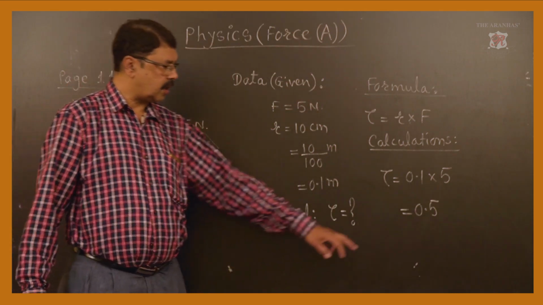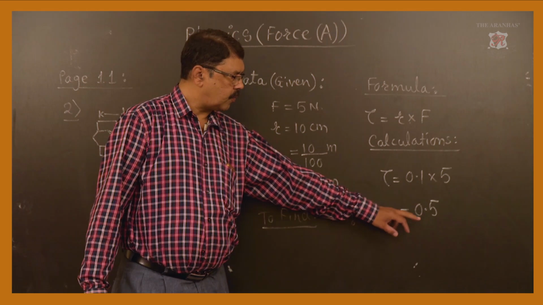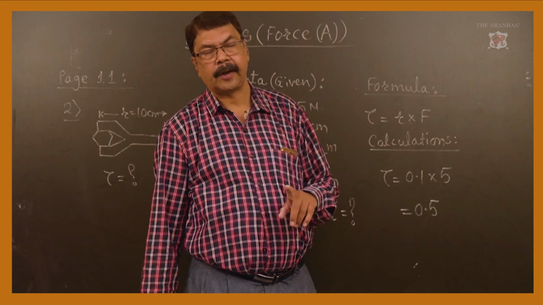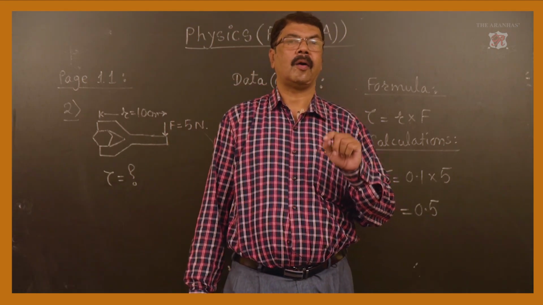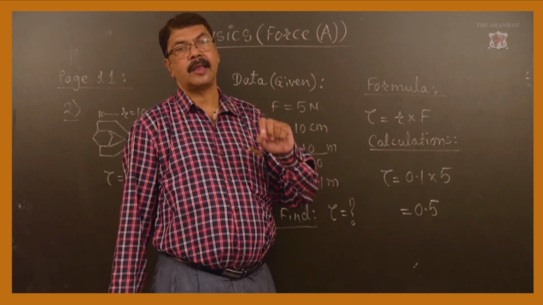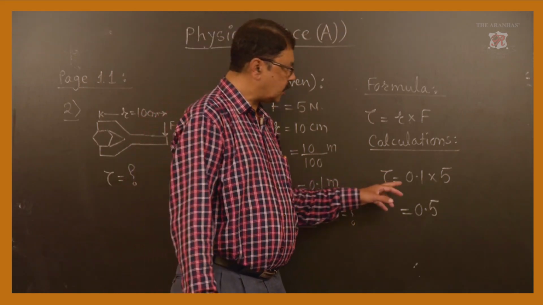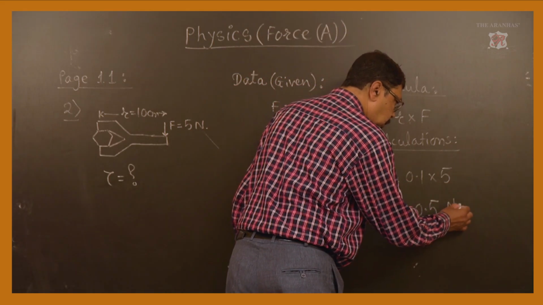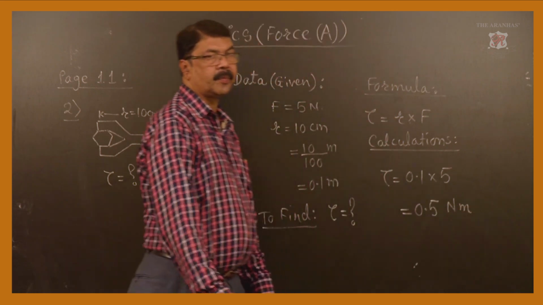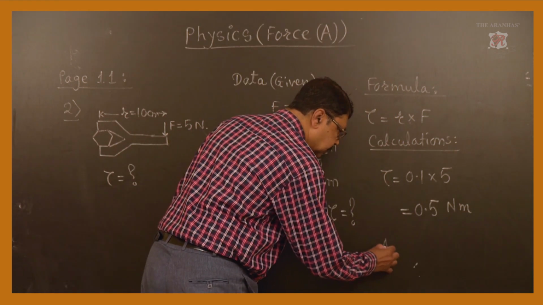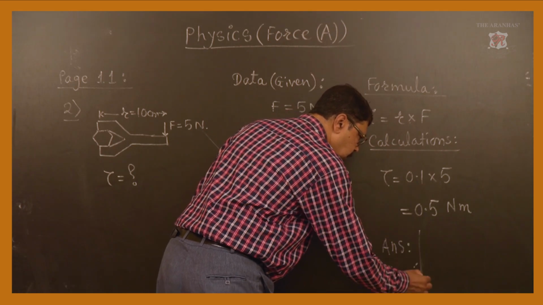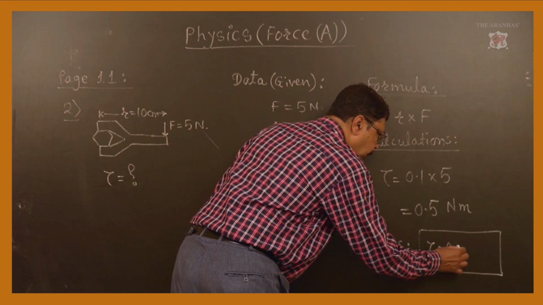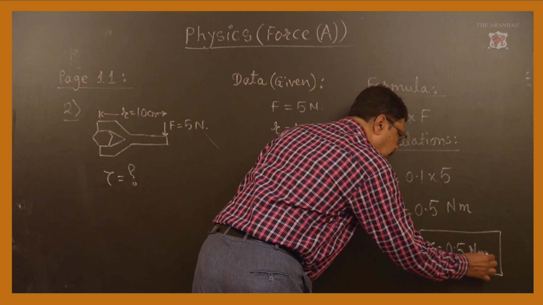Now many students leave the answer here. See, you are talking about a physical quantity. A physical quantity always has a unit. Unless you mention the unit of the final answer, half mark is generally deducted. So, what is the unit? Unit of this is meter, unit of this is Newton. So, you write Newton meter. And finally, answer. You put a rectangular box, tau equal to 0.5 Newton meter.